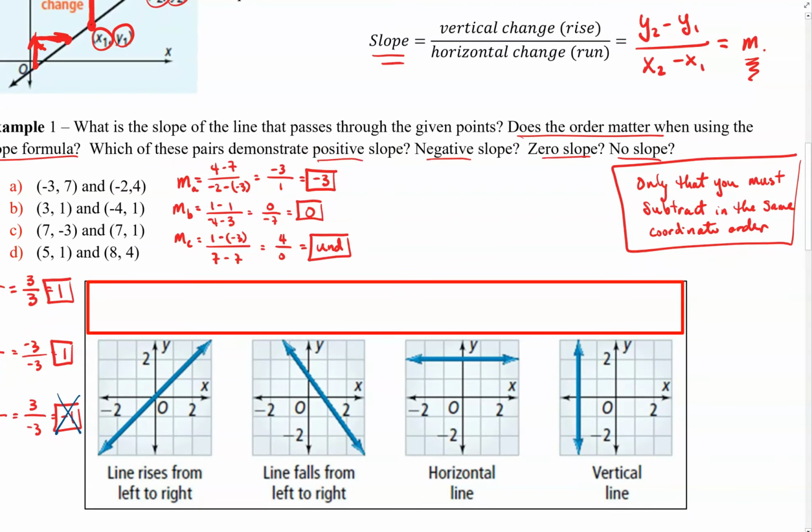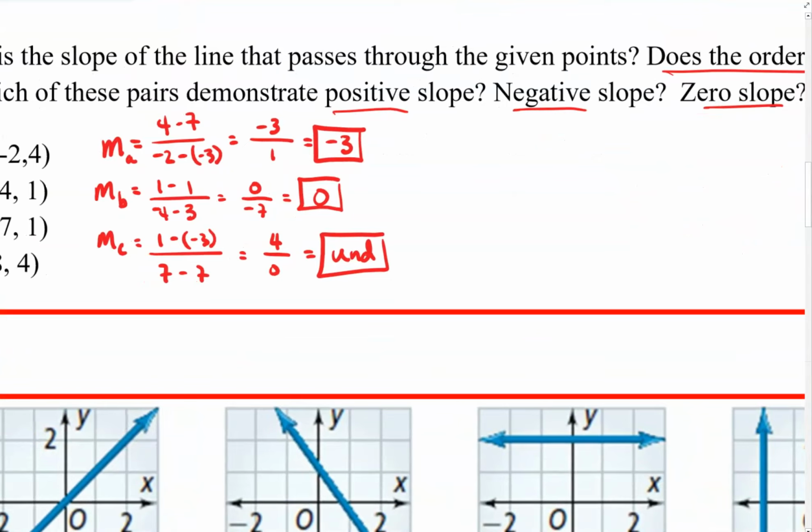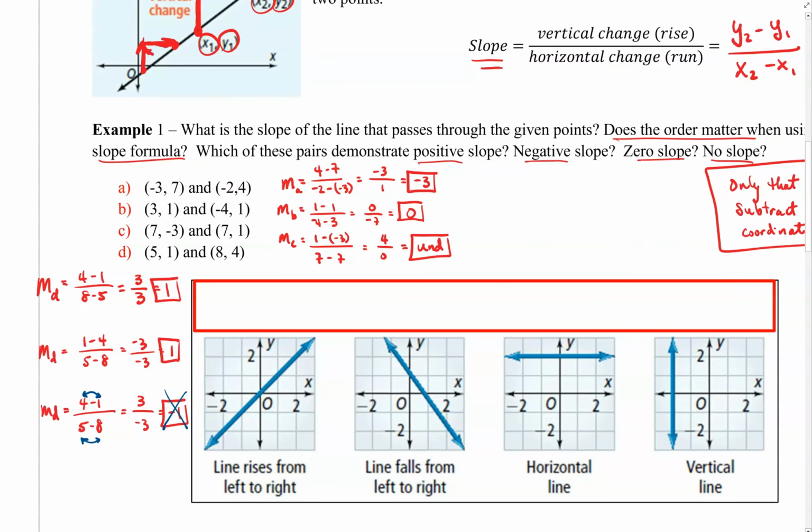Now, as far as where there is a positive slope, negative slope, and so on, I think it becomes a little bit clearer. We have a positive slope with this example down here. So question D had our positive slope. We had a negative slope here in question A. And then we had a 0 slope here at question B. So those produced positive, negative, and 0 slopes.